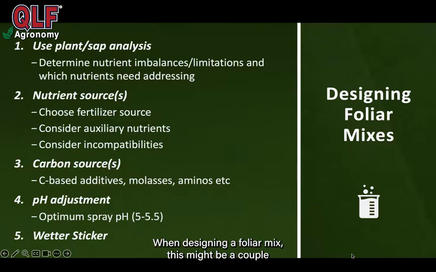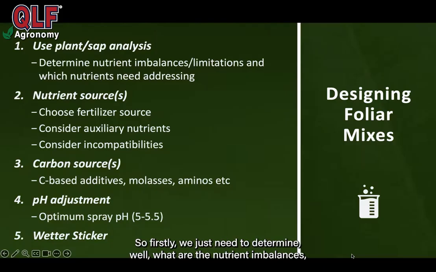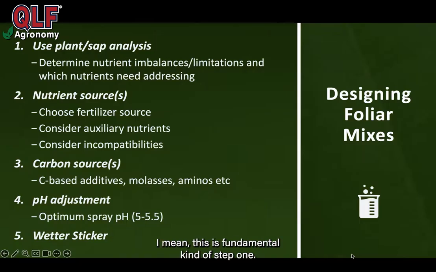When designing a foliar mix, these might be a couple of key bullet points that I would start to consider. Firstly, you need to know what it is you want to apply. What are the nutrients that plants actually need? What do they require? That's where you might want to use a plant analysis, a tissue analysis, or a plant sap analysis, maybe a handheld meter, such as some of the emerging tools and technologies that are coming out in just the last few years. So firstly, we need to determine: what are the nutrient imbalances? What are the limitations? What are the key nutrients that actually need addressing? This is fundamentally step one.